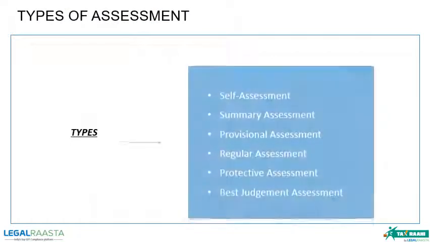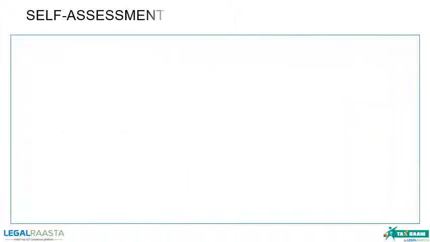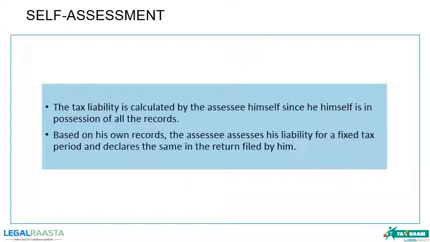There are 6 types of assessment, namely self-assessment, summary assessment, provisional assessment, regular assessment, protective assessment, and best judgment assessment. In self-assessment, the tax liability is calculated by the assessee himself based on his own records and declares the same in the return filed by him.